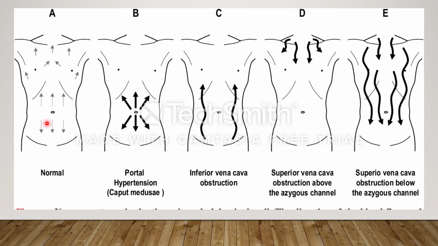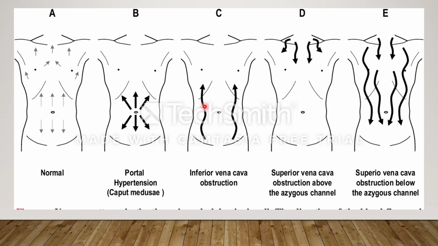You can see here, this is the normal lymphatic and venous drainage. In portal hypertension also, what will happen? The caput medusae will be present, and the portosystemic anastomosis will be dilated, but they will not break the watershed line. In inferior vena cava obstruction, what will happen if the inferior vena cava is obstructed?